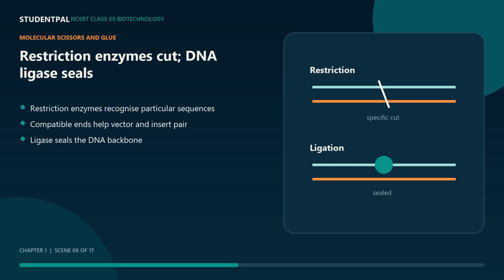Exam trap number 1. Never say restriction enzymes join DNA. Exam trap number 2. Never say ligase selects the desired gene. Cutting, joining, and identifying are three separate jobs.